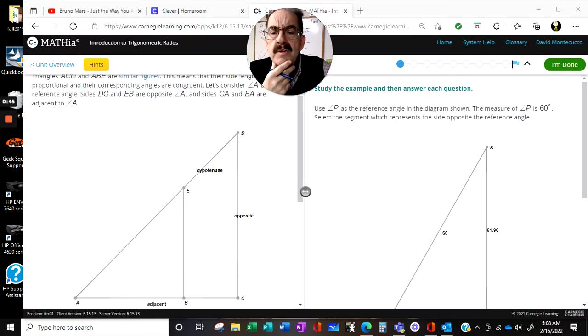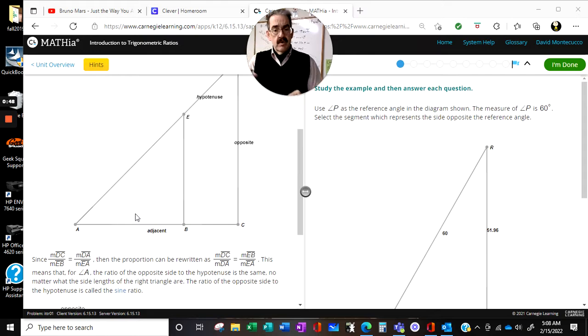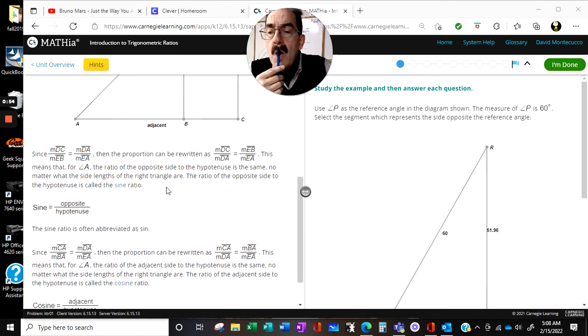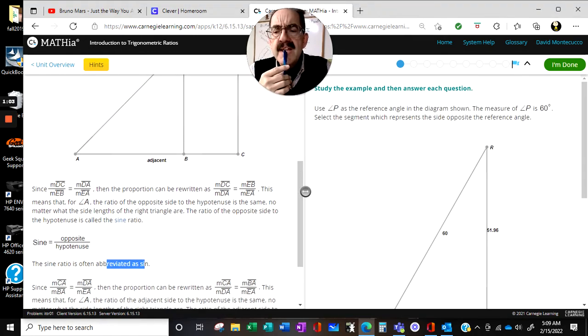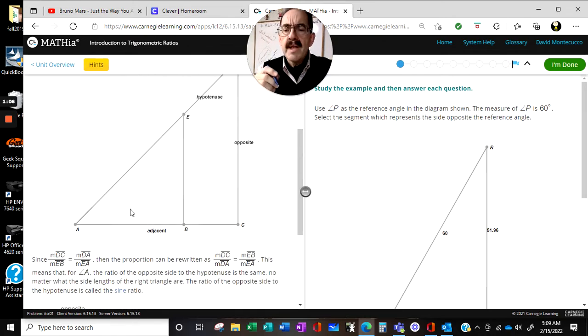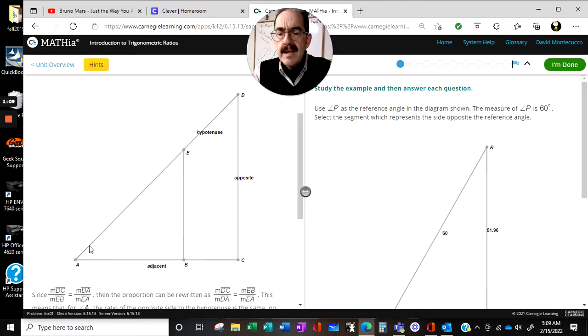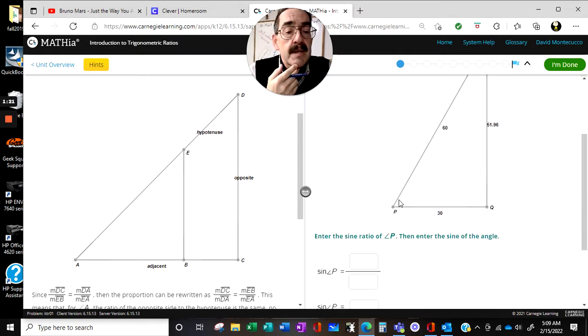Alright, similar triangles. We already discussed if it's a triangle in a triangle, they are similar. And we have these proportions. So now we want to do this thing called Sohcahtoa, the sine of a function. Sine is the opposite over the hypotenuse. If we're looking at sine A, this angle, the relationship is the opposite side over the hypotenuse. So we've got some vocabulary, don't we? The reference angle is P. P is the opposite over the hypotenuse.